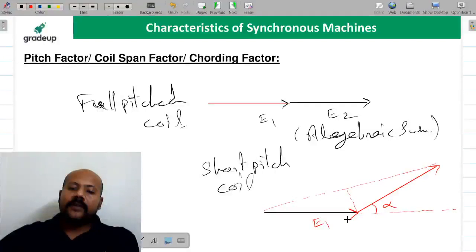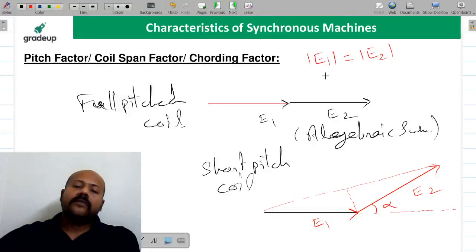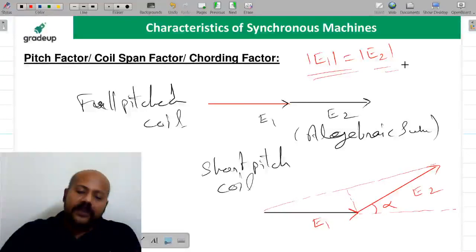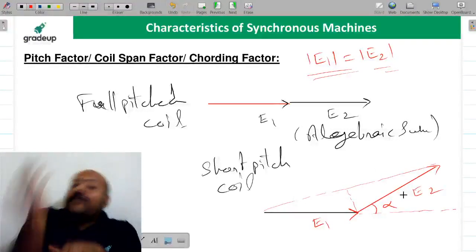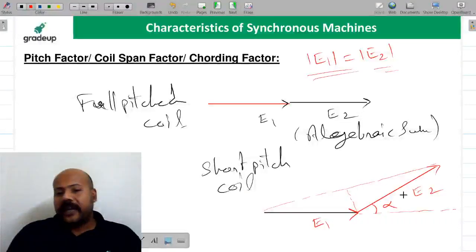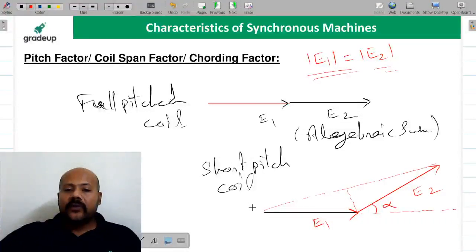Suppose this is E1 and this is E2, and let me tell you, the magnitude is going to be the same. With some approximation, you can easily say that the magnitude of induced EMF is going to be the same, even if it is a short pitch coil. But the only thing is, there is a displacement because of that short pitch angle.